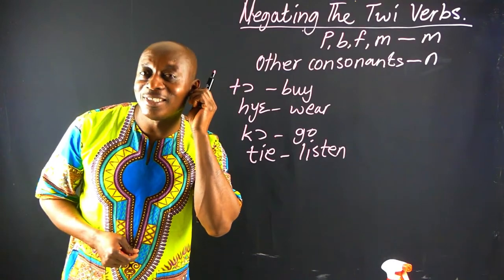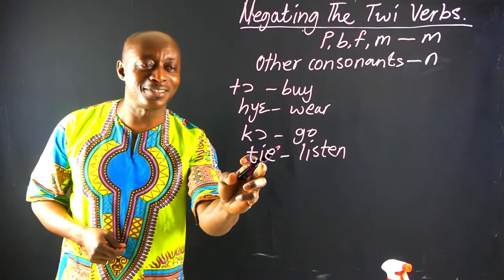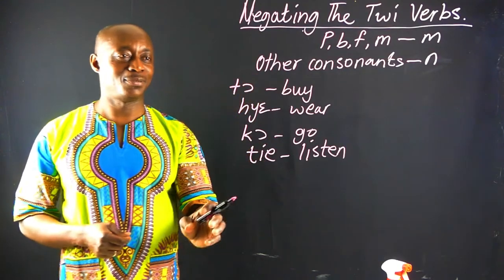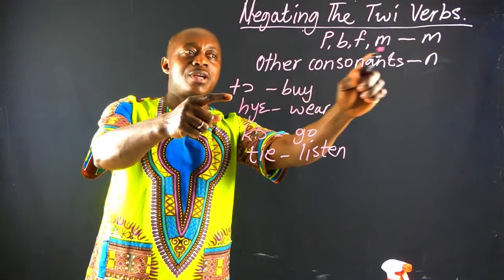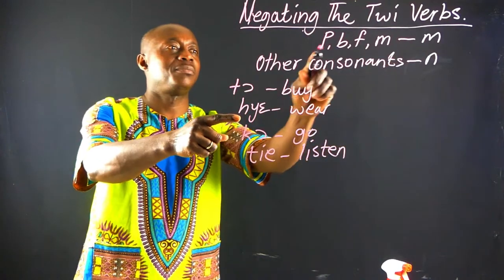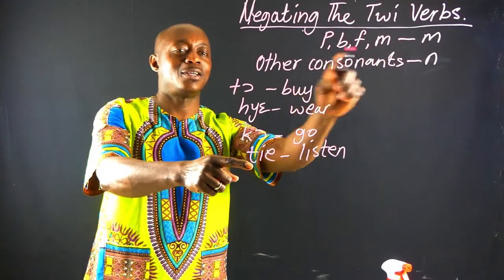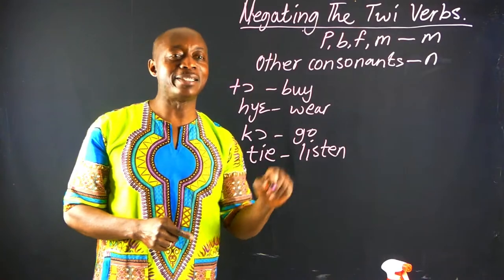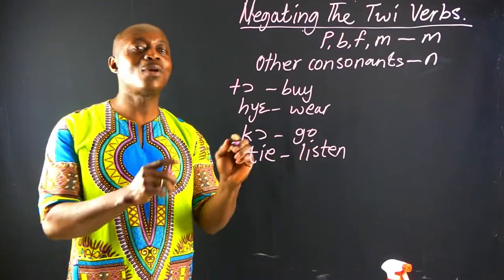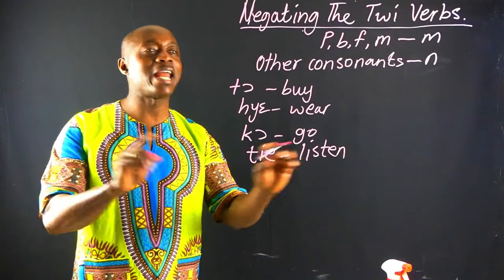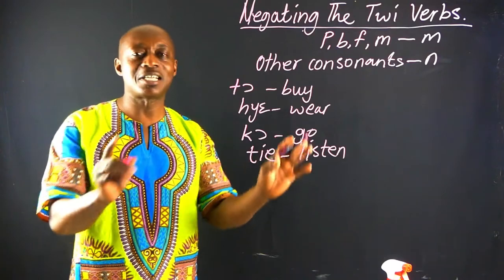Listen, tie, tie. That is listen. These verbs, as you can see, this one starts with T, it's not here. H is not here. K is not here. T is not here. That means for them to become negative or for them to be negated, you have to preface them with what? N, and they will become what? Negative. It's as simple as that.